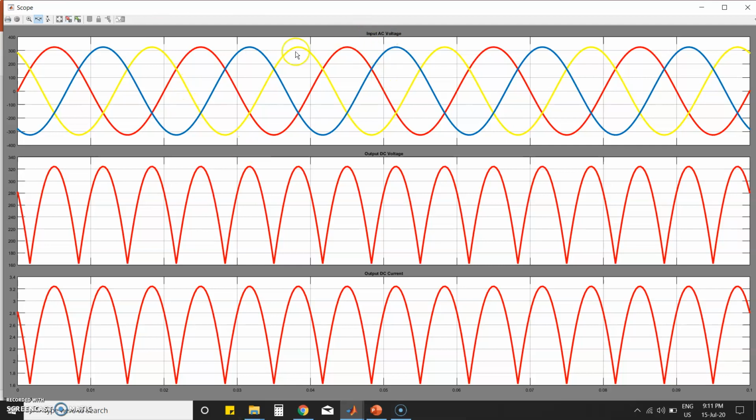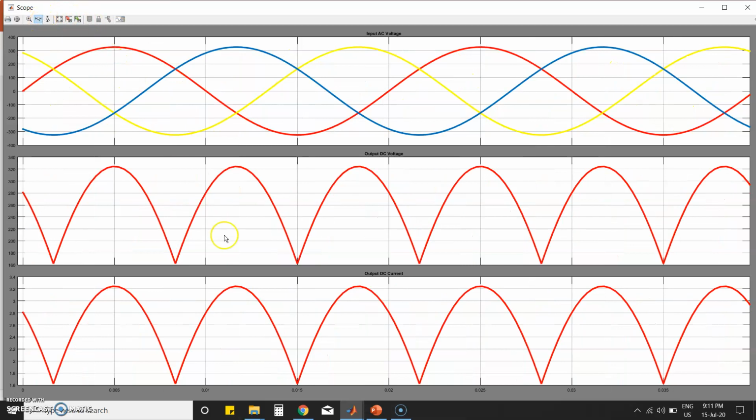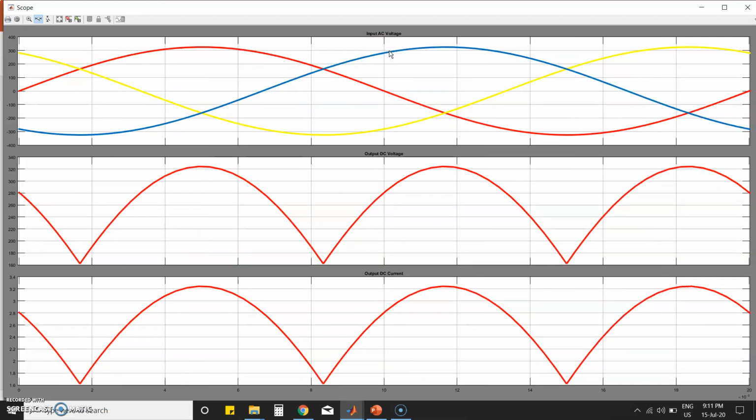So this is our input AC voltage, our three-phase input AC voltage: R, B and Y. The next one is your output DC voltage, and this is your output DC current. If you expand the waveform to a single cycle, that is 0.02, you can zoom it to this point for a single cycle.